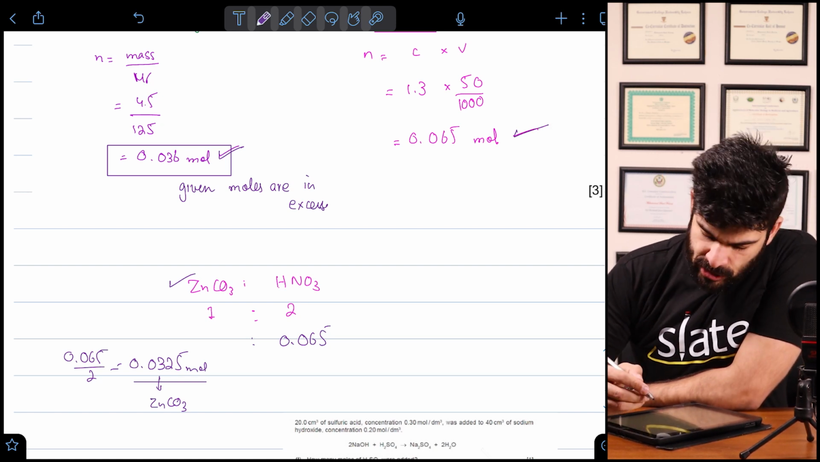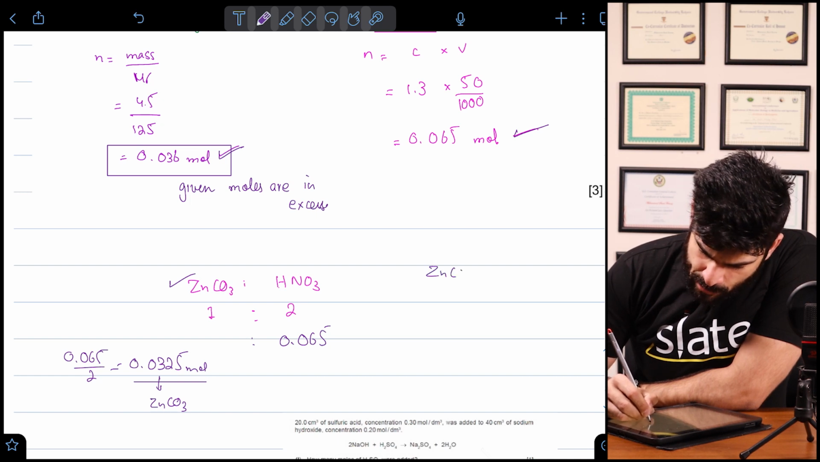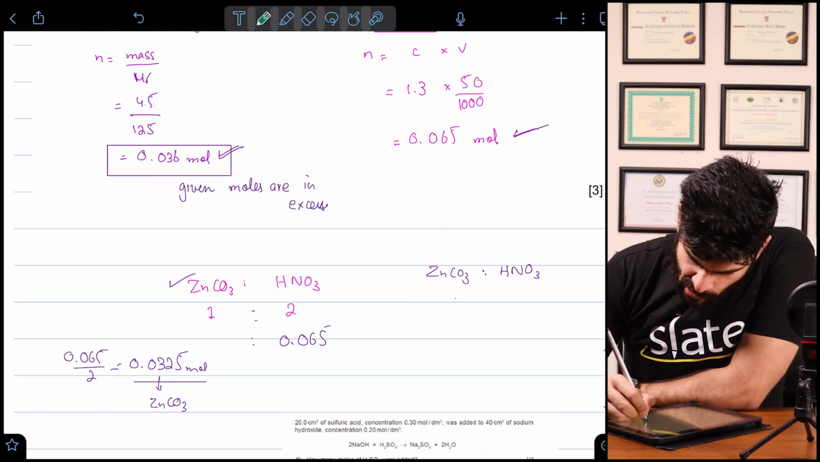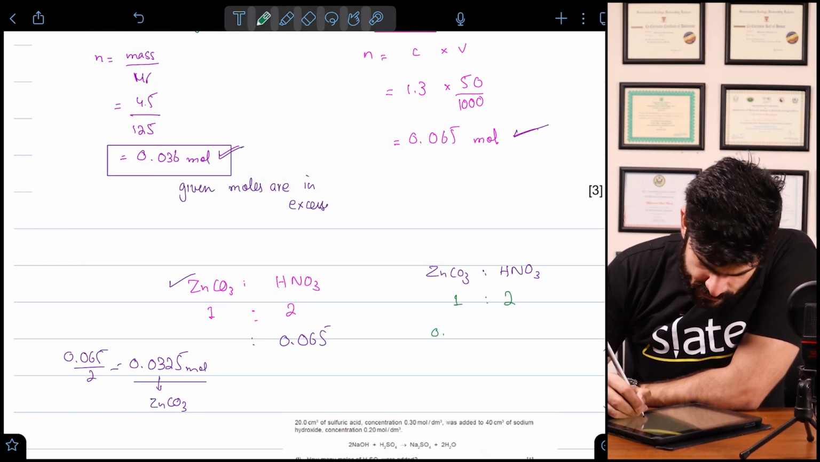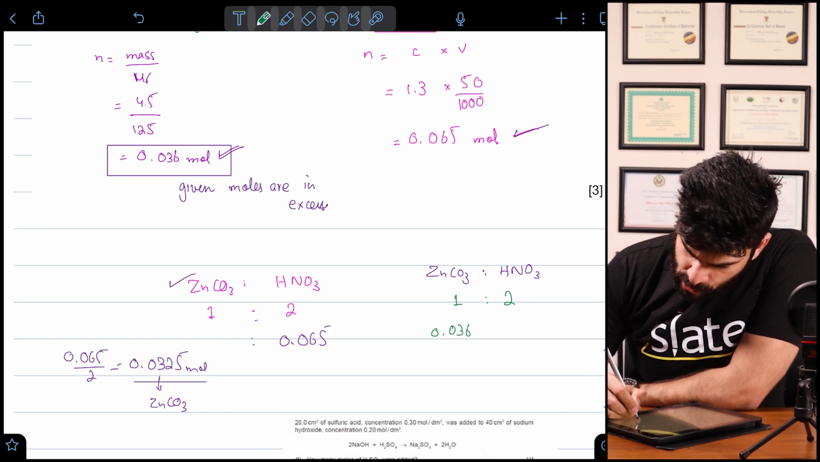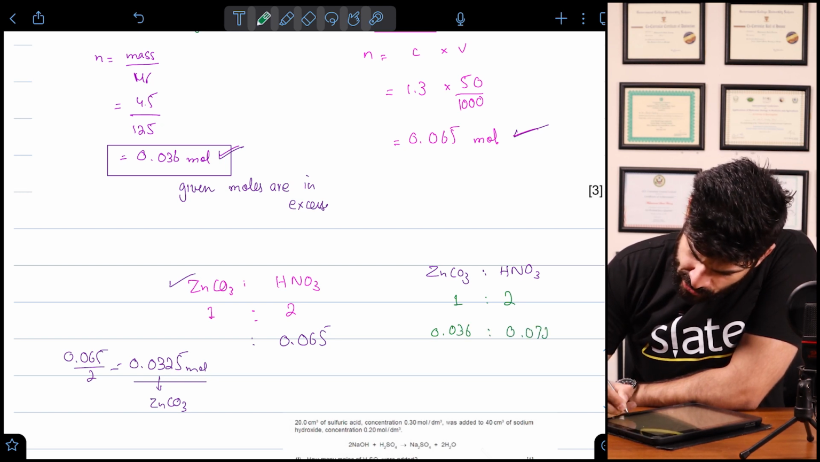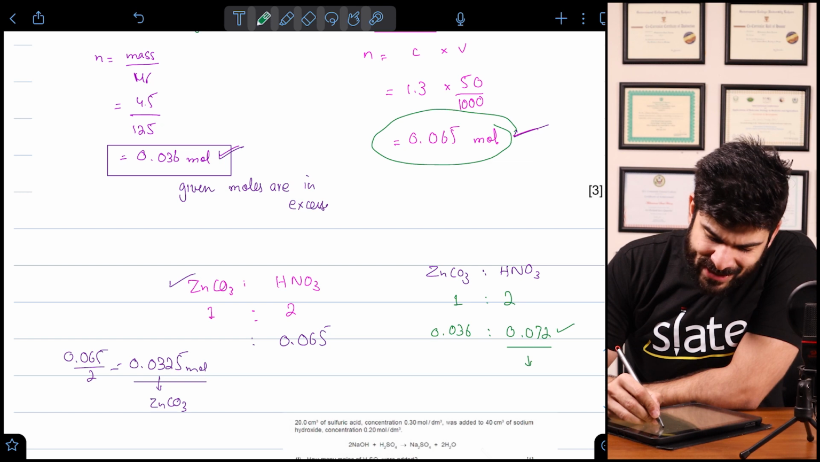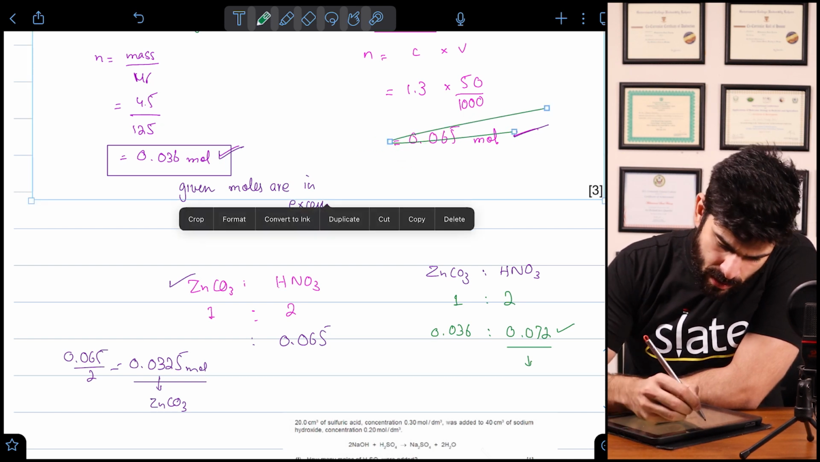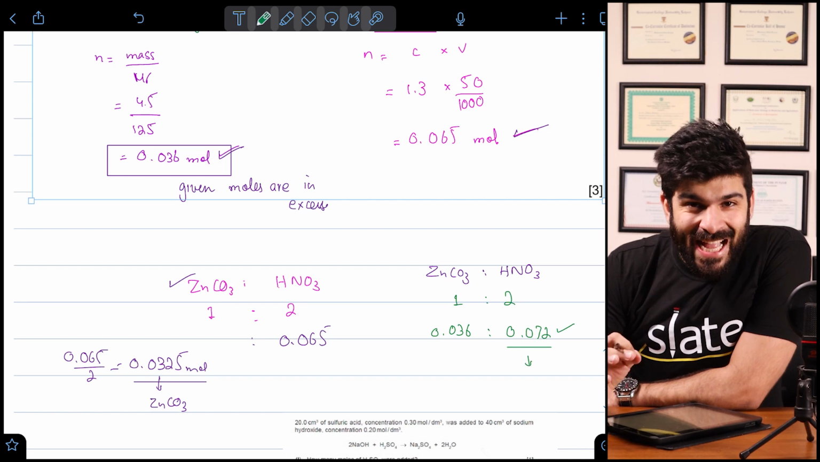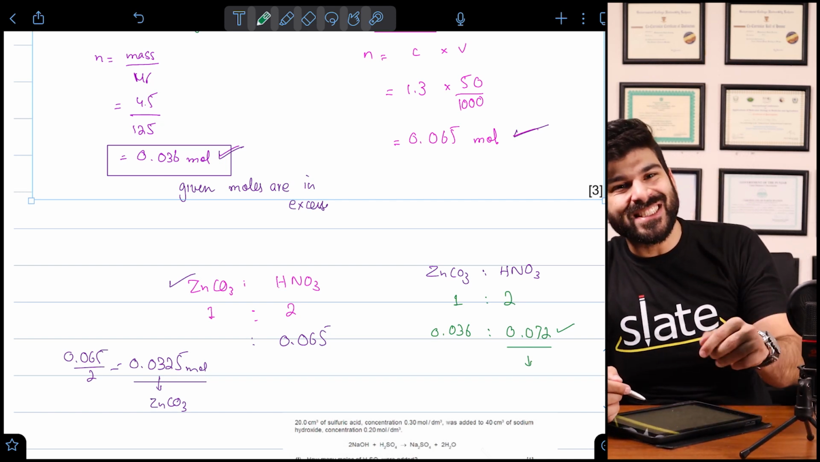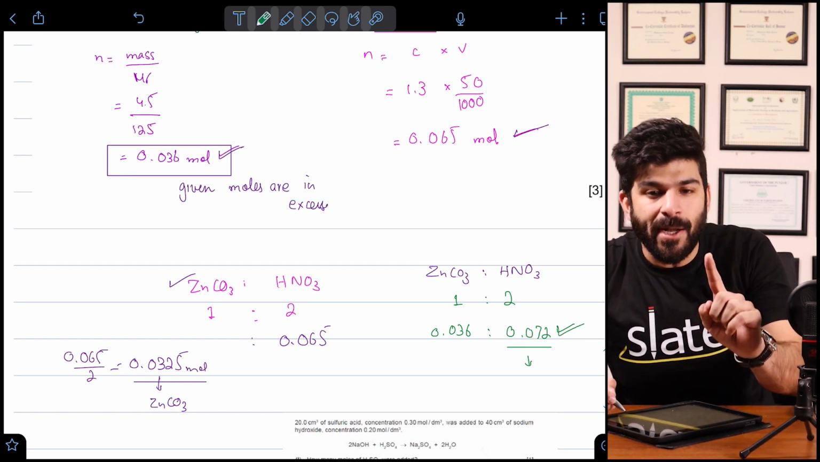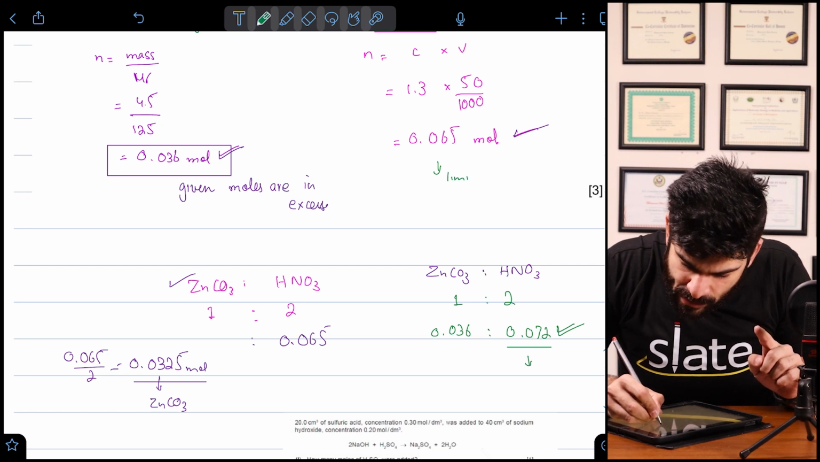Let's say they ask you to prove that HNO3 is a limiting reagent. So zinc carbonate ratio nitric acid 1:2. We have the moles of zinc, which is 0.036. We cross multiply the value becomes 0.072. So HNO3 should have 0.072 moles, but we only have 0.065 moles of nitric acid. And that proves that the moles of nitric acid that have been given to us are lesser than the stoichiometric calculation. So that makes nitric acid the limiting one.